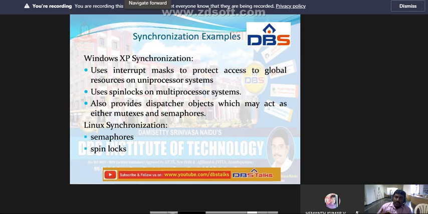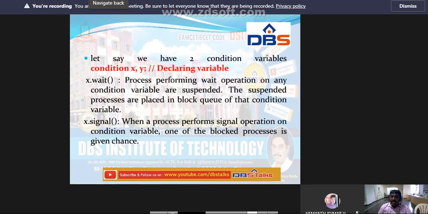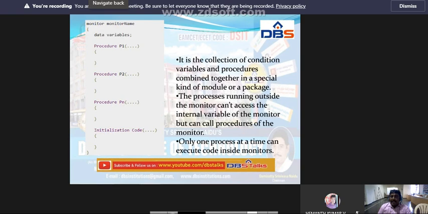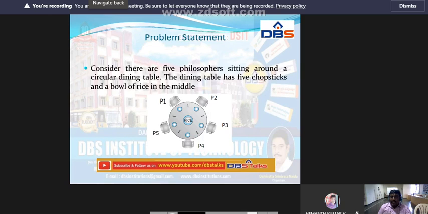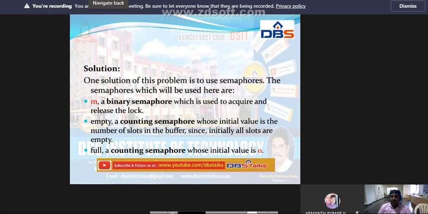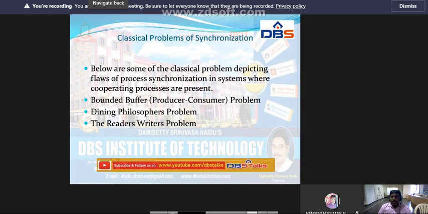In this way we provide synchronization in Windows, whereas in Linux we achieve synchronization by using semaphores and spin locks. In this way we provide synchronization in various operating systems like Windows, Linux and Solaris.